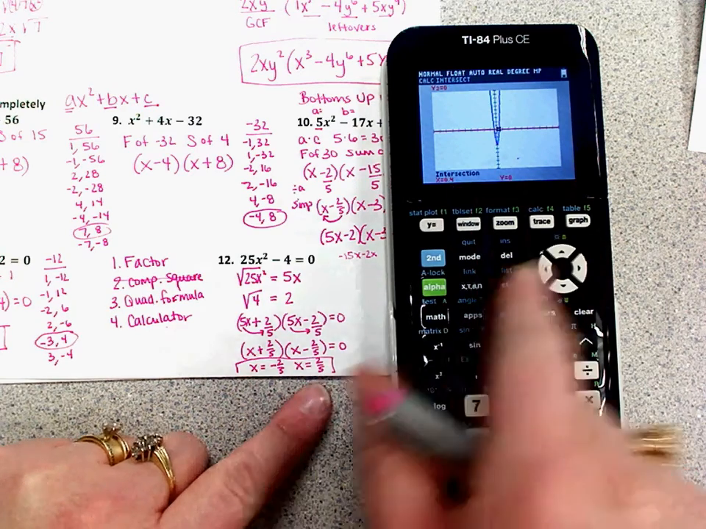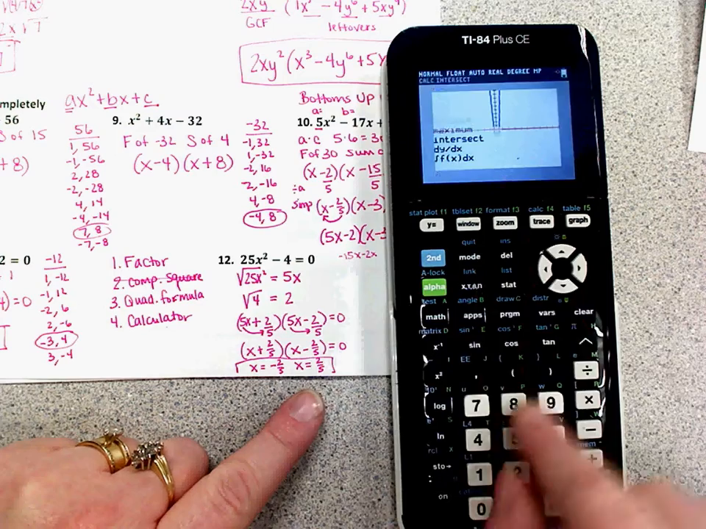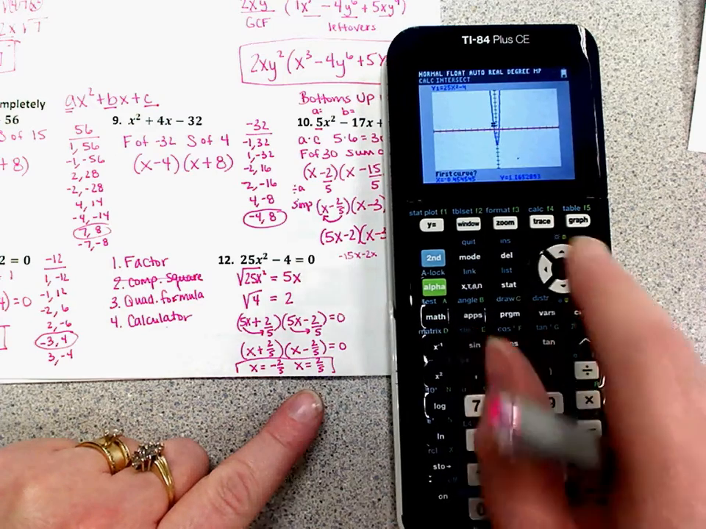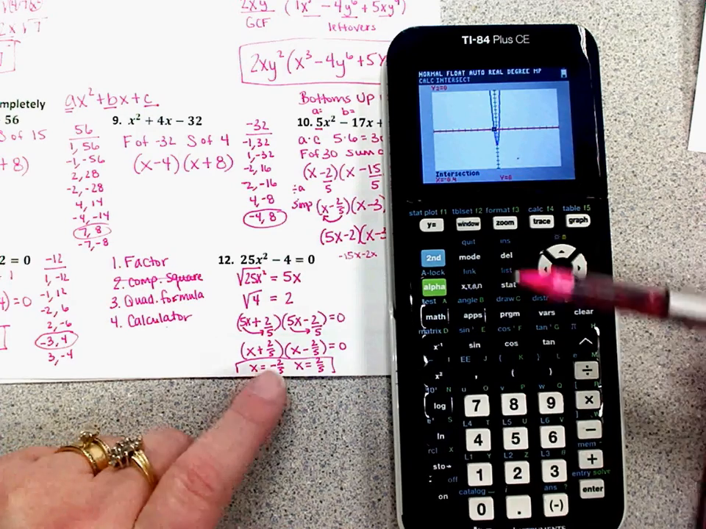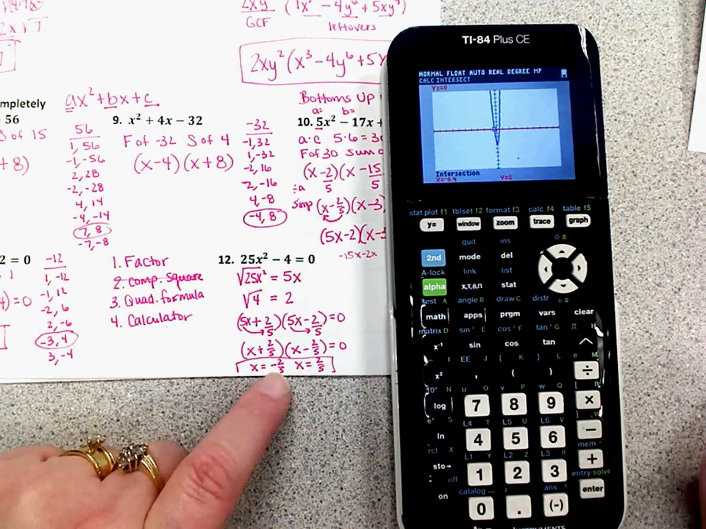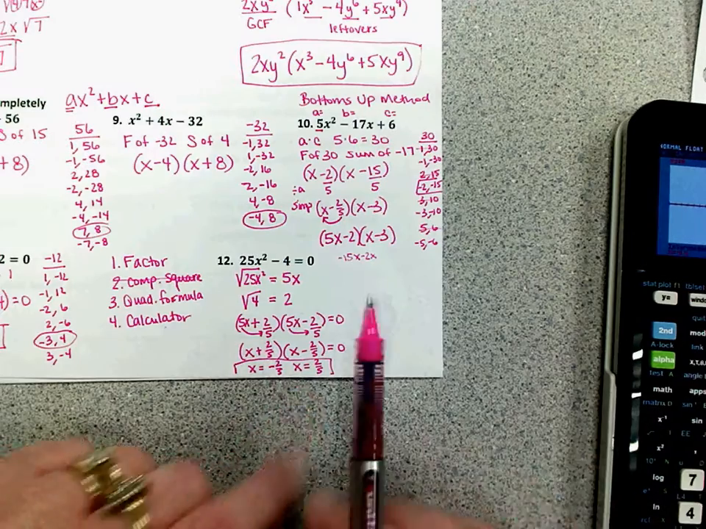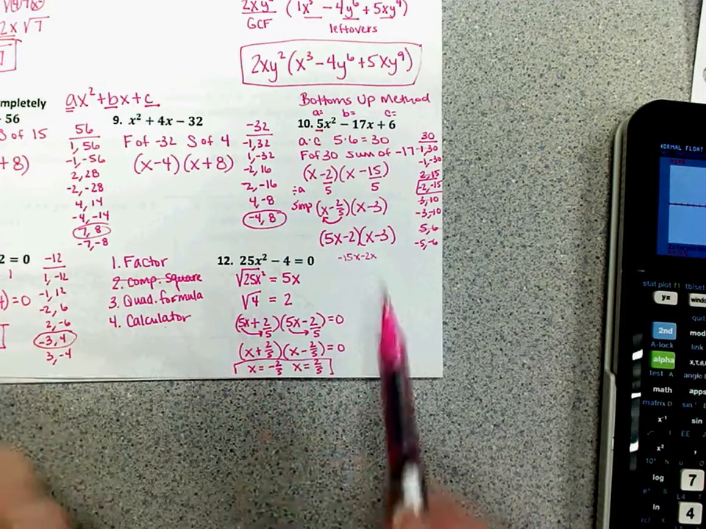To find the other one, I'm going to hit second trace 5, move my cursor closer to the other one, press enter 3 times, and I get negative 0.4, which is the same thing as negative 2/5. So we get the same solution whether we use our graphing calculator or we factor on these two.